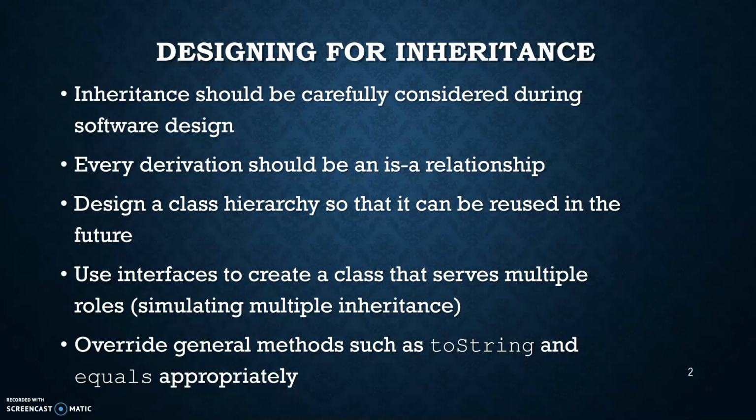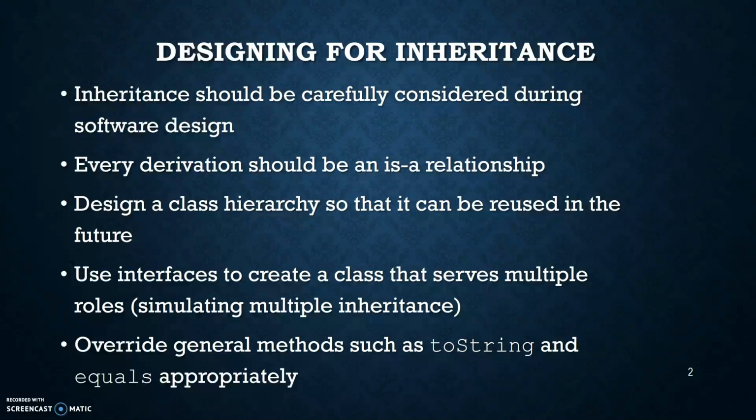Some of the inheritance issues that you should keep in mind during the program design stage include: every derivation should be an is-a relationship. The child should be a more specific version of the parent. Design a class hierarchy so that it can be reused in the future. As classes and objects are identified in the problem domain, find their common characteristics. Push common features as high in the class hierarchy as appropriate for consistency and ease of maintenance.